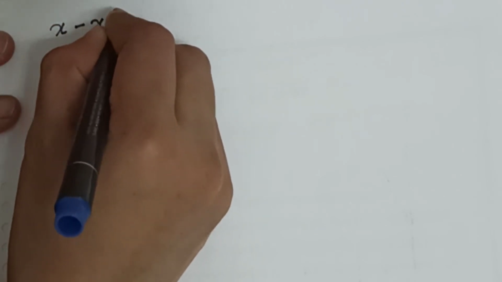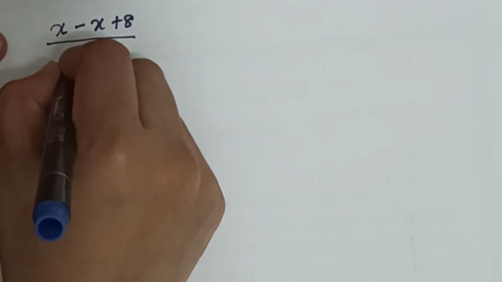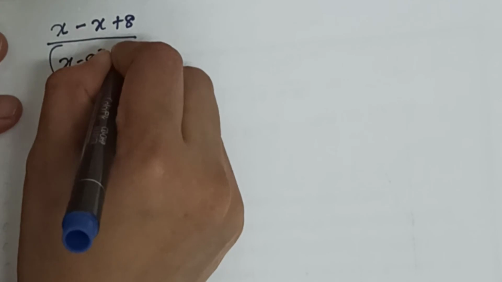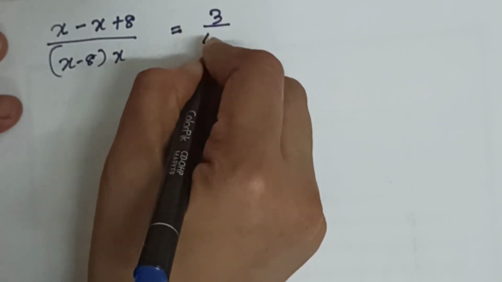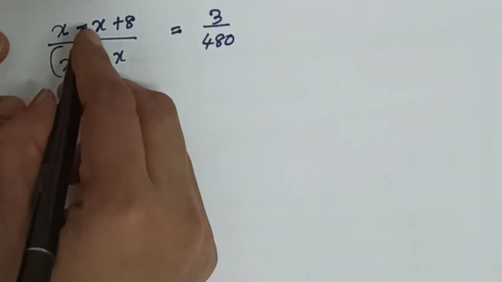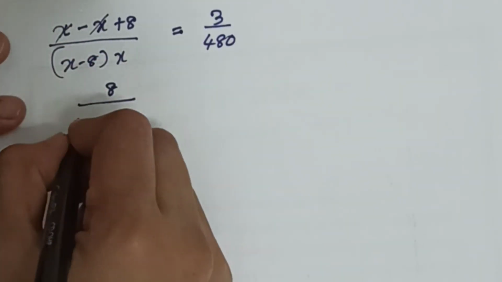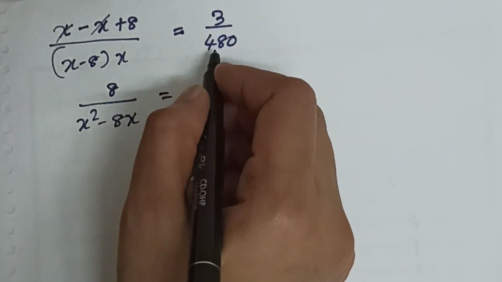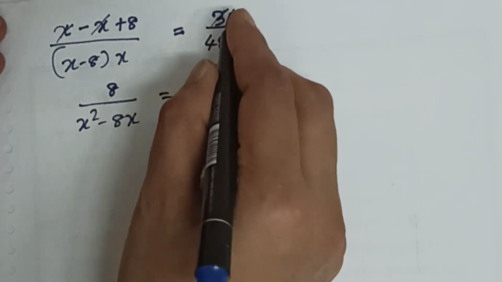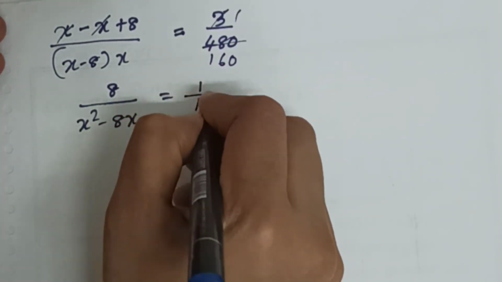When you remove the bracket, it will become x minus x plus 8 by (x minus 8) into x, equal to 3 by 480. So that will be minus x and minus x will go, 8 by x into x, x square minus 8x, equal to 3 by 480, and you can reduce. 3 into 160 is 480. So it will be 1 by 160.